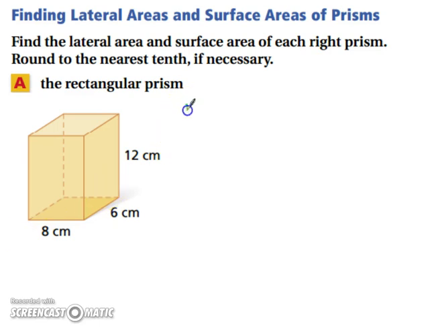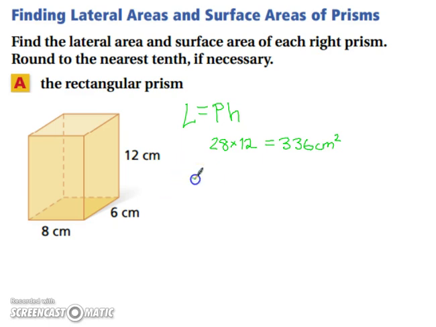Well, our lateral area is L equals our perimeter times our height. In this case, our perimeter would be 8 plus 8 plus 6 plus 6, which is 28. Now, our height is 12, so we're going to multiply that by 12. And we end up with 336 centimeters, and since we're talking about area, it's squared. All right, that's our lateral area.